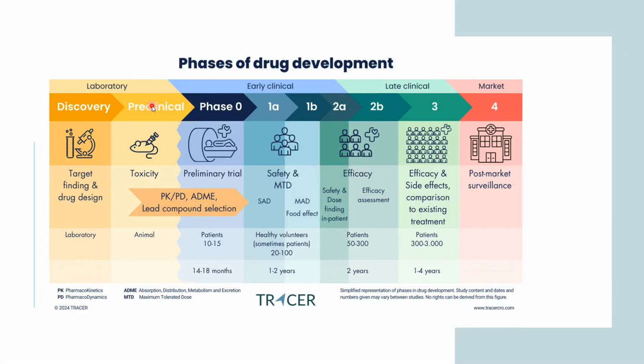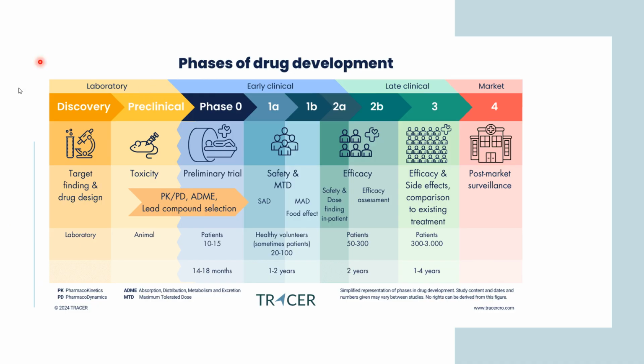In the lab, first of all, is discovery of the target. You find a target, then find a lead compound, and then you go to a preclinical test. What is a preclinical test? It is the test you first do on animals. You can't test any drug directly on humans, right? So first you have to try it on animals.